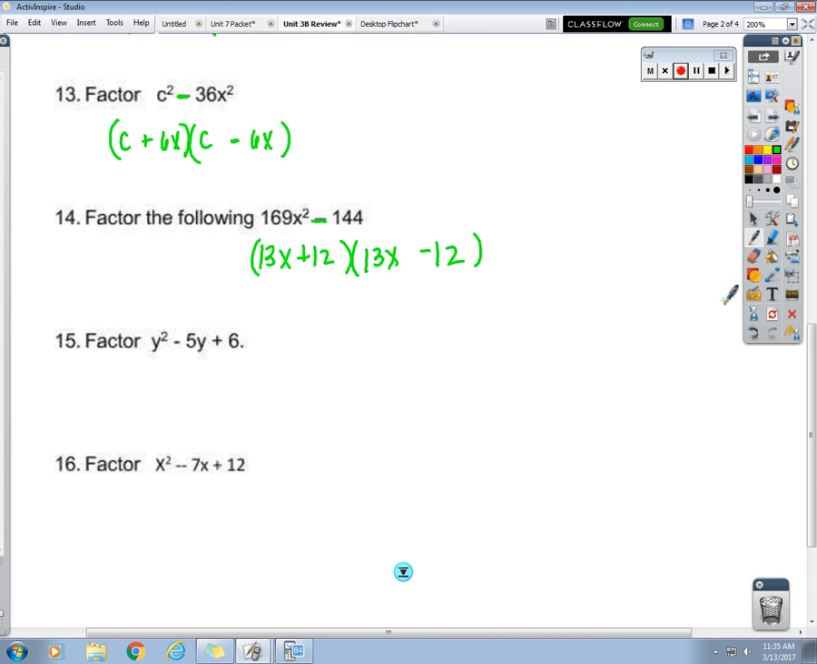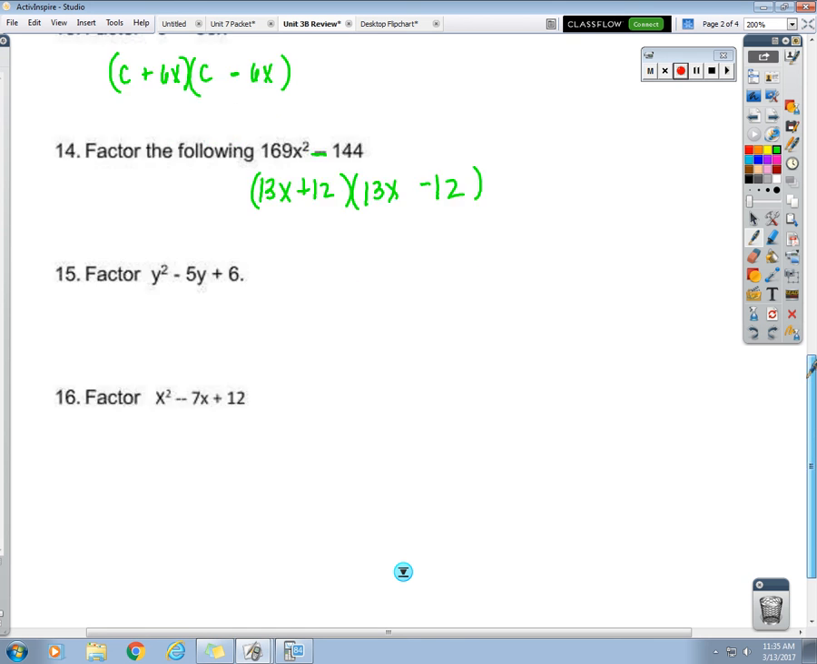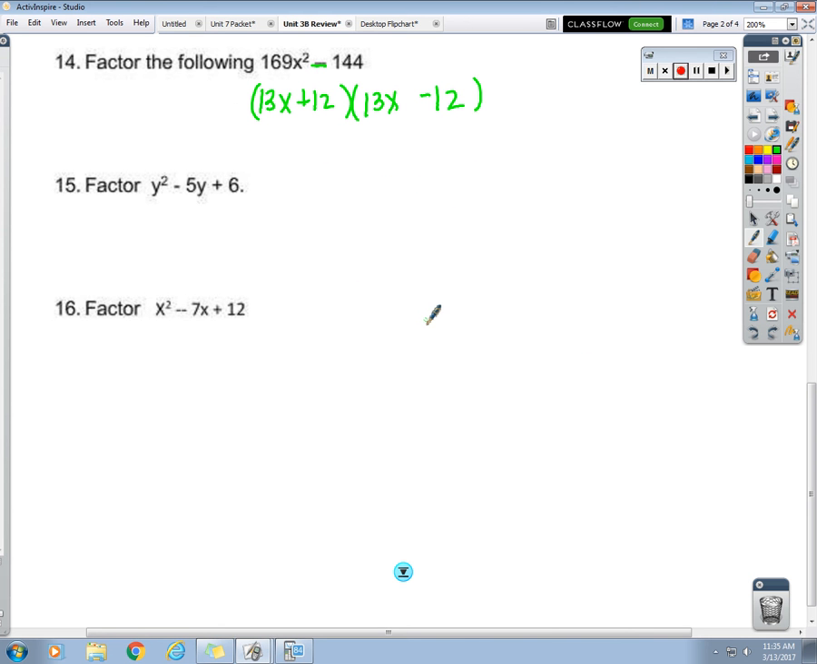Okay, number 15. Now we're asked to factor a trinomial. What is the leading coefficient of this trinomial? A 1. Okay, the leading coefficient, a coefficient is always a number, and the leading one is a 1. Anytime you're dealing with a trinomial with a leading coefficient of 1, you're ready to go right away to the bubble method, which is where you look for two numbers, and those two numbers have to multiply to a and add to a.